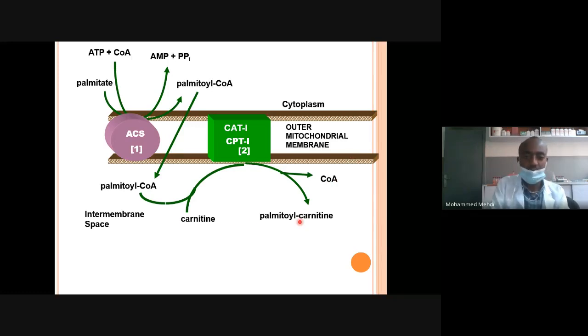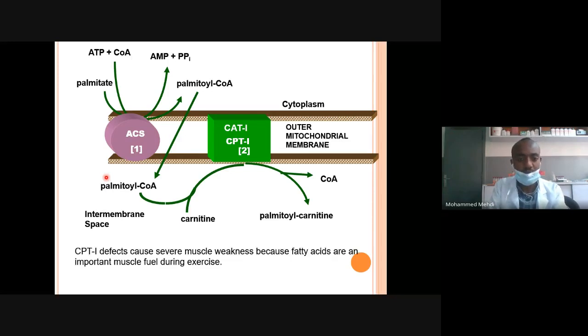This is the outer membrane of mitochondria. As you know, a membrane is a double layer membrane, with an outer leaflet and an inner leaflet, of the outer membrane of mitochondria. Then the inner membrane, and this is the intermembrane space. It is the space between the two membranes of mitochondria.